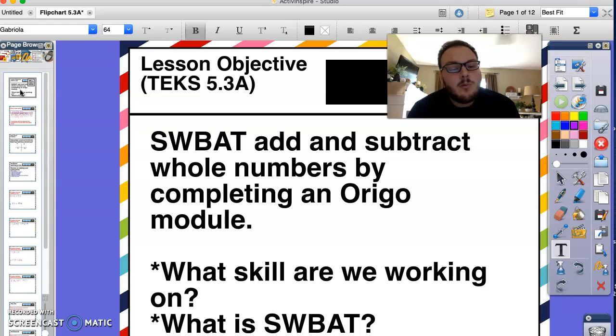Whenever I'm talking about what skill we are working on, I want you to take about the next 10 seconds, pause the video if you need to, and think about what thinking skill we are working on as I go through this. I'm going to give you that time. Very good, and it should be adding and subtracting. So that is what we are going to focus on today.